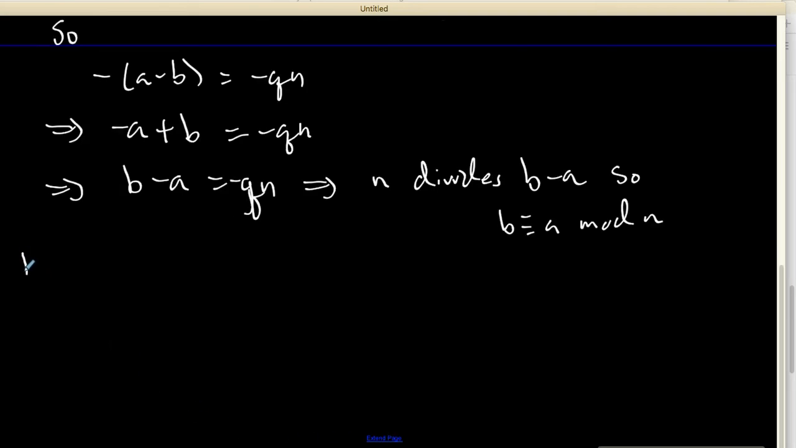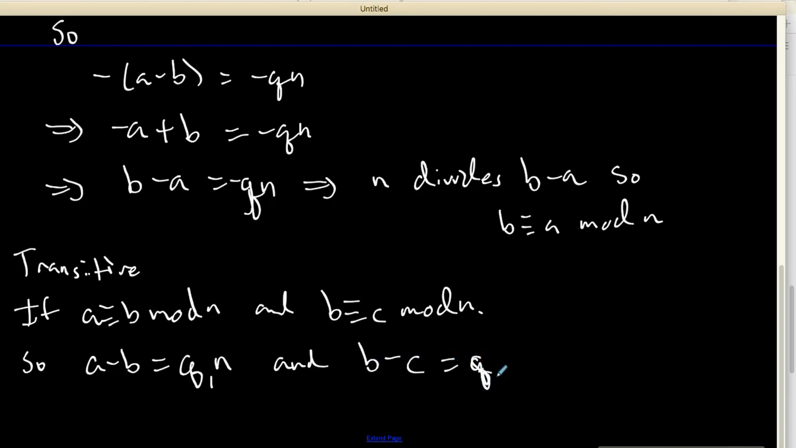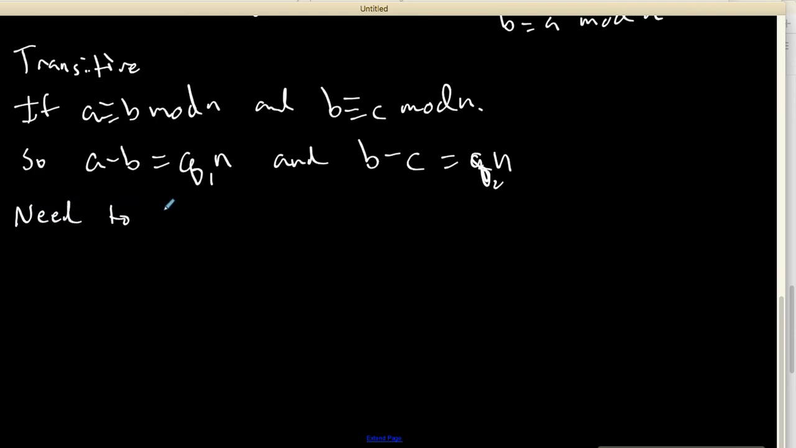And the final piece of the puzzle is to look at the transitive law. For the transitive law, we start off by assuming that A is congruent to B mod n, and B is congruent to C mod n. So what I know is that A minus B is equal to something that I'm going to call Q1 times n. And I also know that B minus C is equal to something that I'm going to call Q2 times n. We need to show that n divides A minus C.